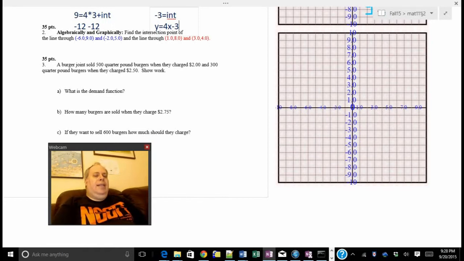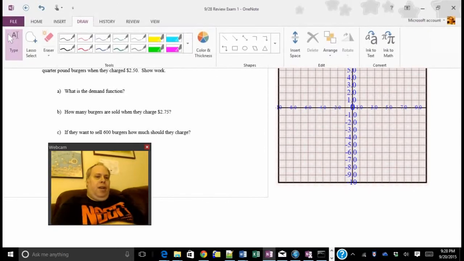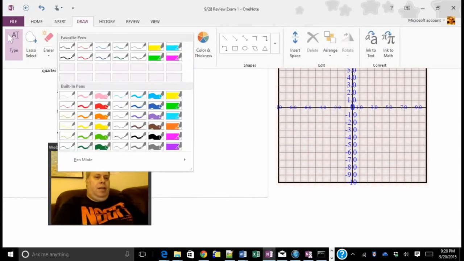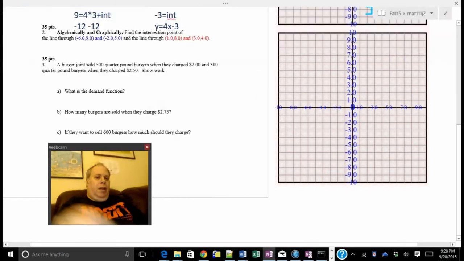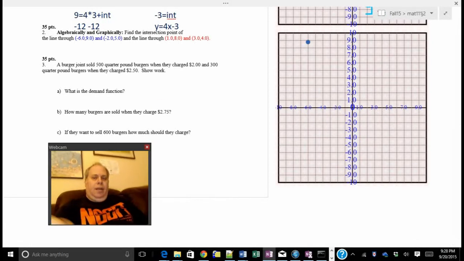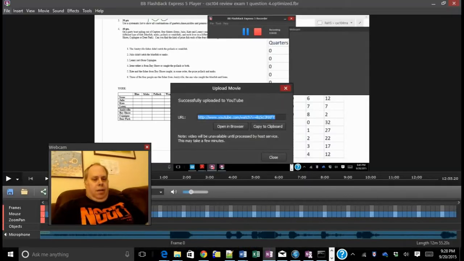An intersection problem involves just drawing the 2 lines and seeing where they hit each other. So let's find where these 2 lines hit each other. Let's start in blue with the blue point -6,9. There it goes.